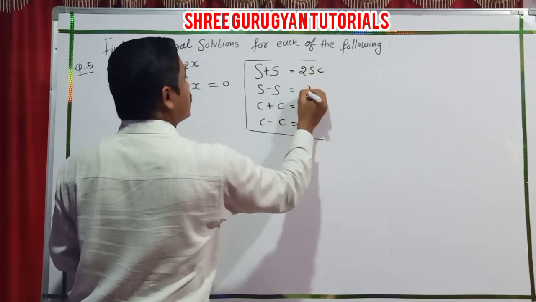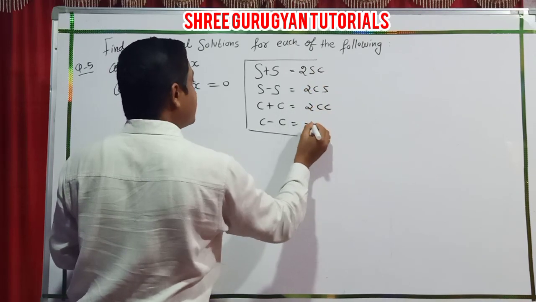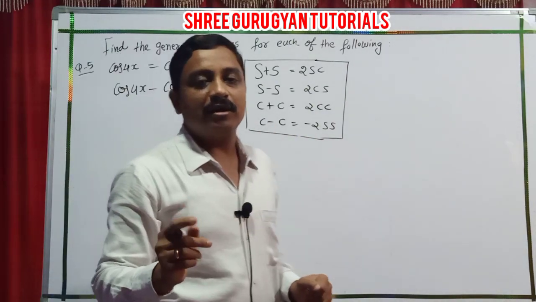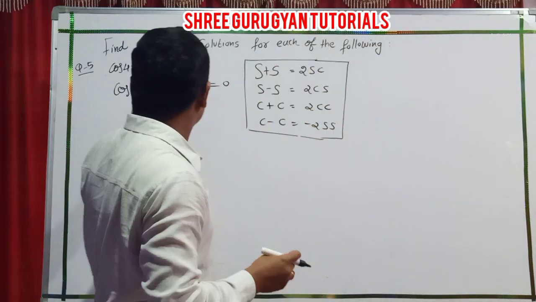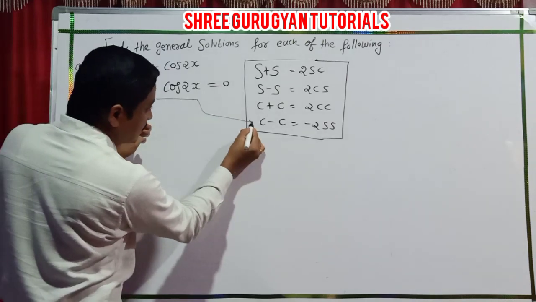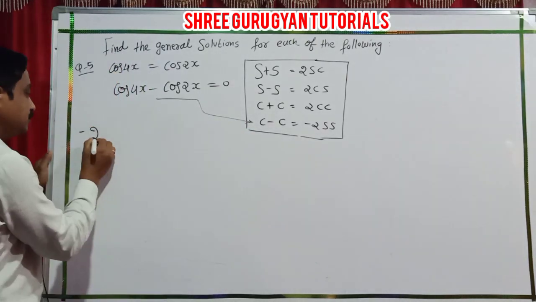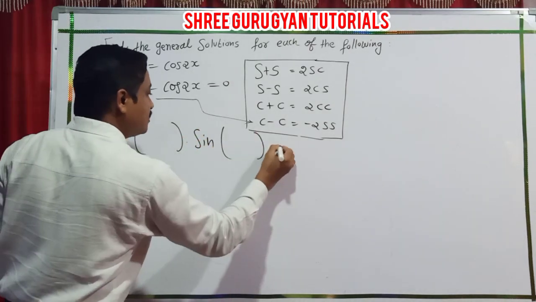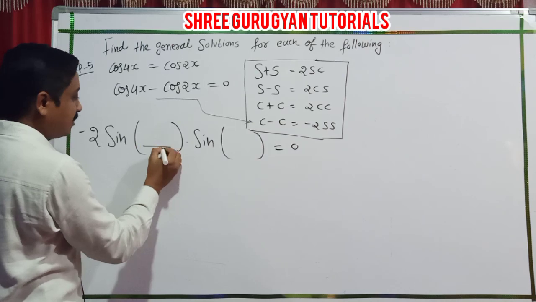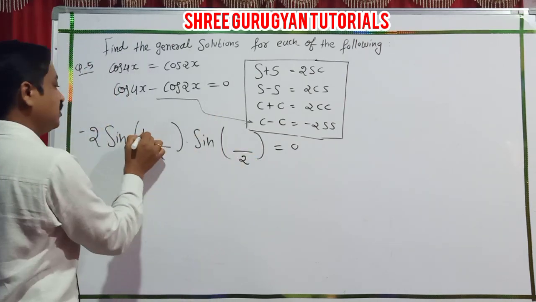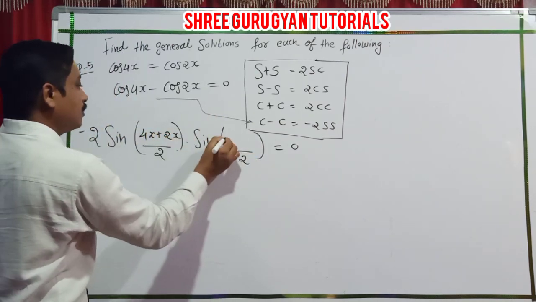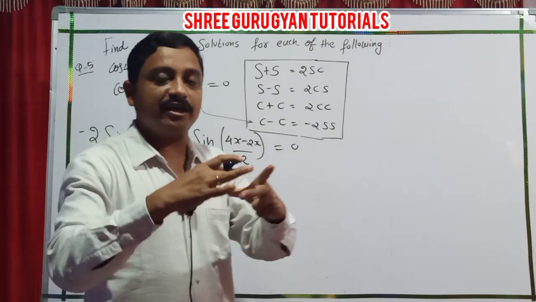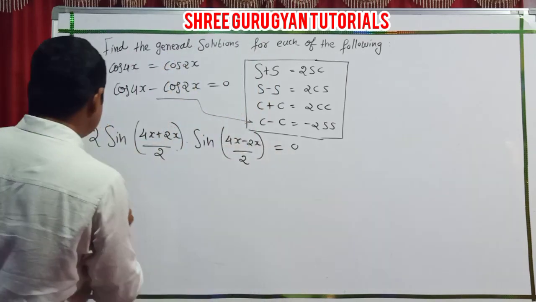2 sin cos, 2 cos sin, 2 cos cos, and minus 2 sin sin. This property you must know by heart, students. Now the application is very easy. Here it is cos minus cos, so this property is utilized: minus 2 sin sin is equal to 0, and the angle is divided by 2. One is 4x plus 2x and the other is 4x minus 2x. You take one time the angle addition and second the subtraction.